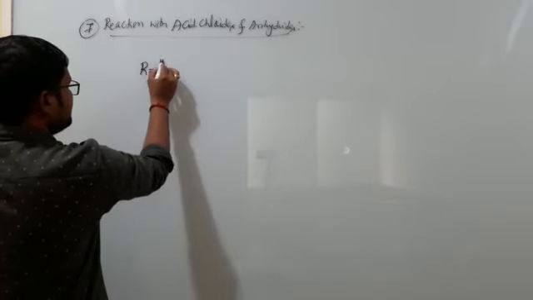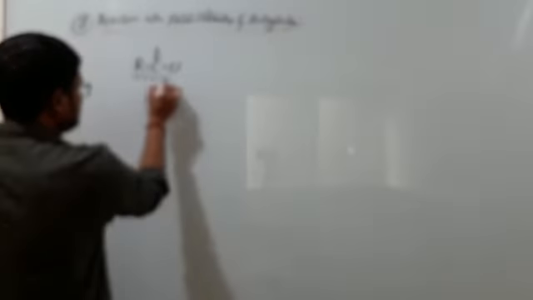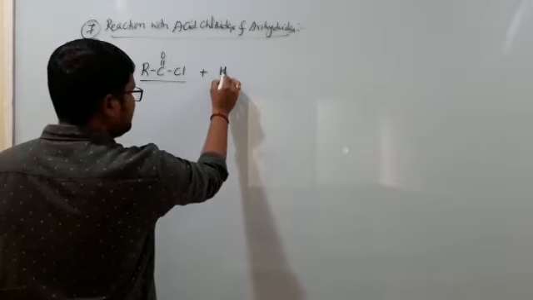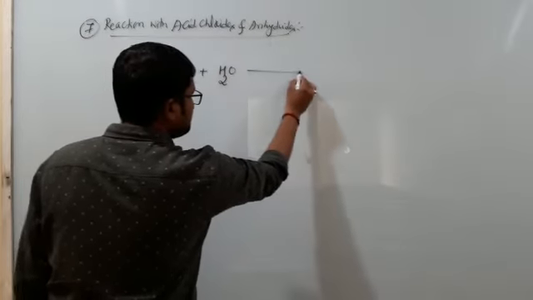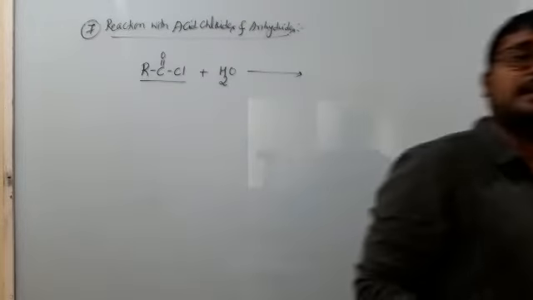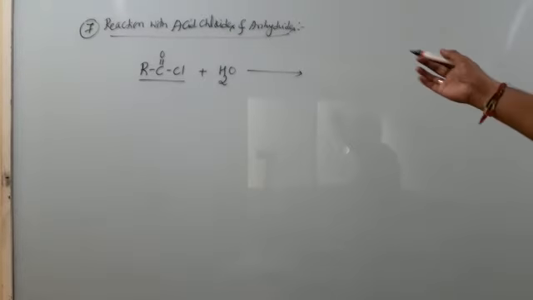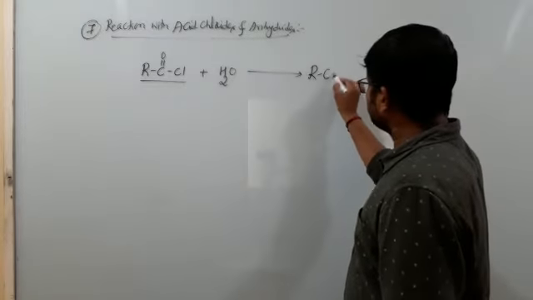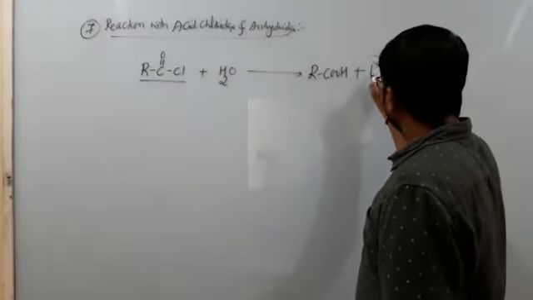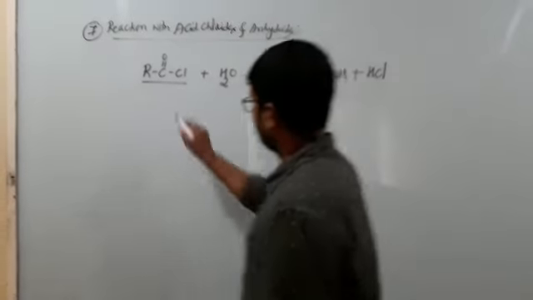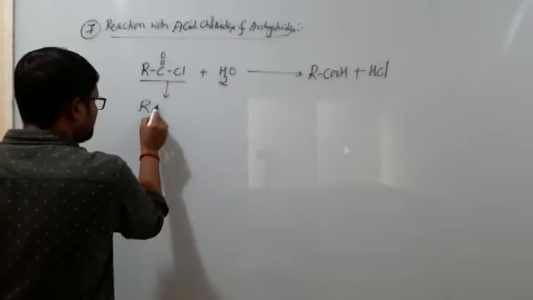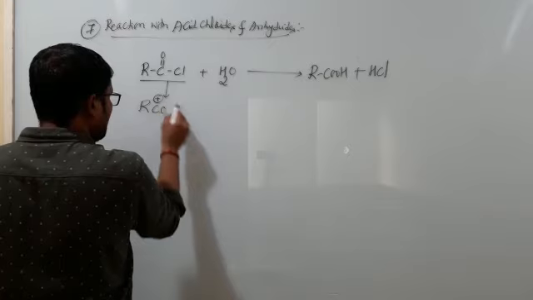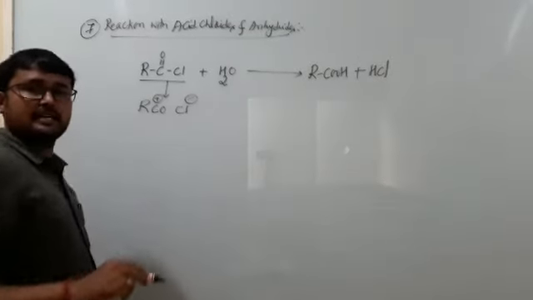So when we consider an acid chloride, that is RCOCl, when this acid chloride is subjected to direct hydrolysis, meaning when we add water to this acid chloride directly, we are going to get a carboxylic acid, that is RCOOH, along with the formation of HCl. We know that this RCOCl ionizes as RCO plus as well as Cl minus.